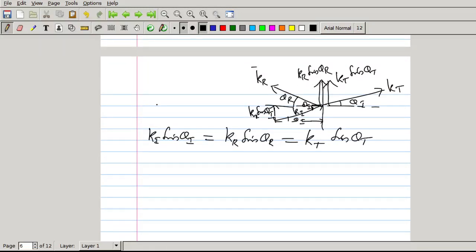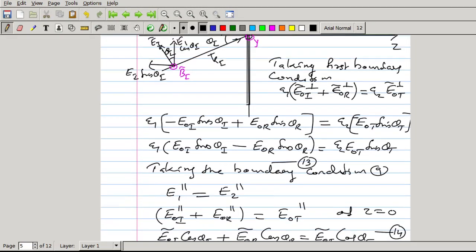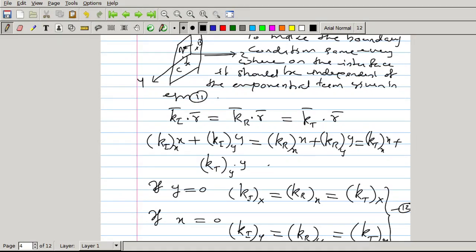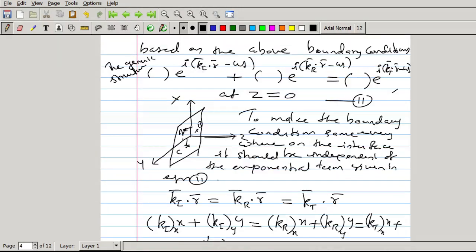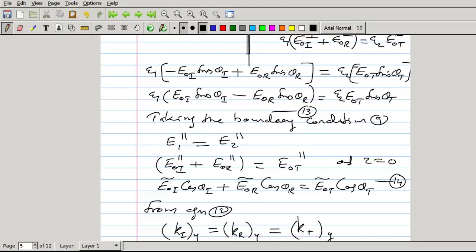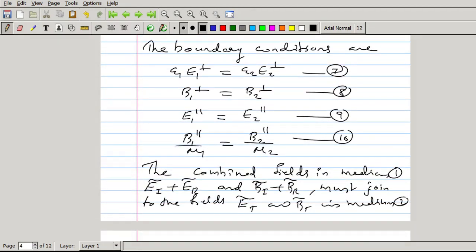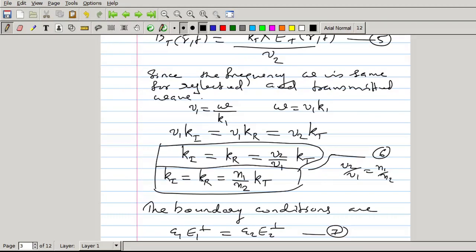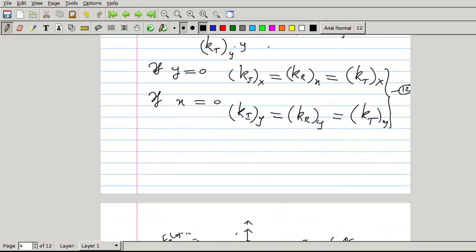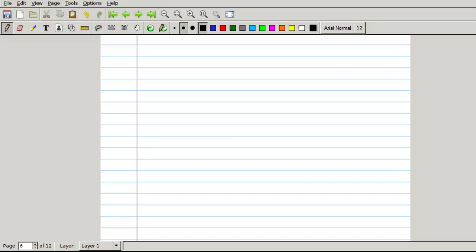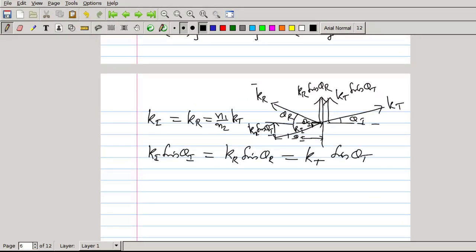We know that the modulus of wave vector ki is equal to kr, which is equal to n1 by n2 kt. Am I right? Ki equal to kr. Somewhere we have written ki equal to kr. Before that, by taking angular frequency omega, ki equal to kr equal to n1 by n2 kt. So this ki and kr are equal.